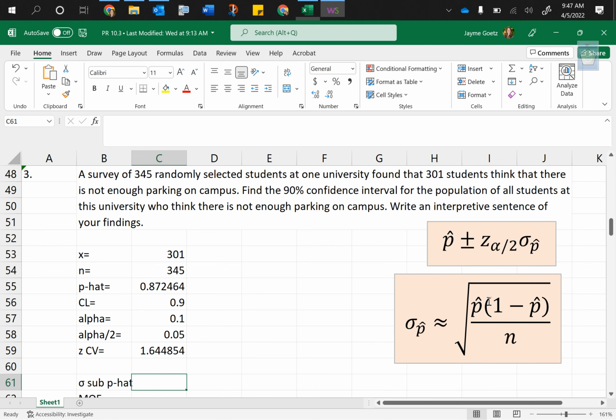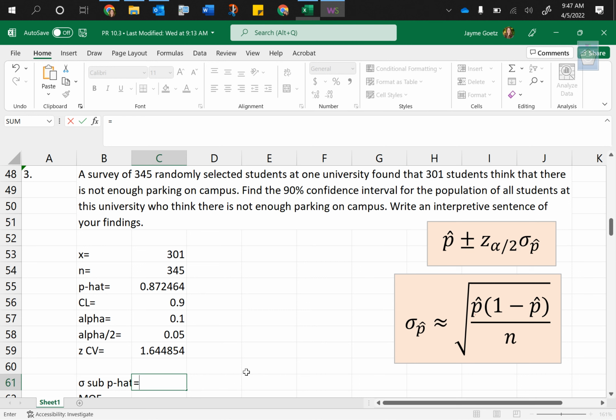To find sigma sub p hat, that's this guy right here. So what you're doing is taking the square root of p hat times 1 minus p hat, divided by n. Now notice 1 minus p hat is in parentheses, so we should put that in parentheses, but everything else should follow the order of operations. We can put this all in at once.